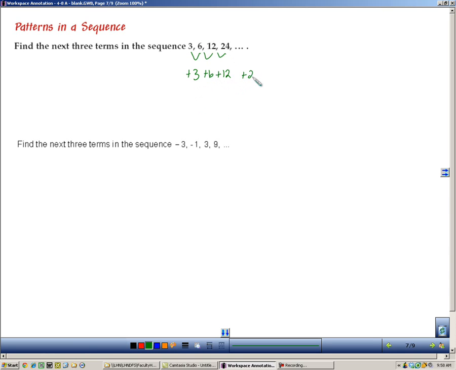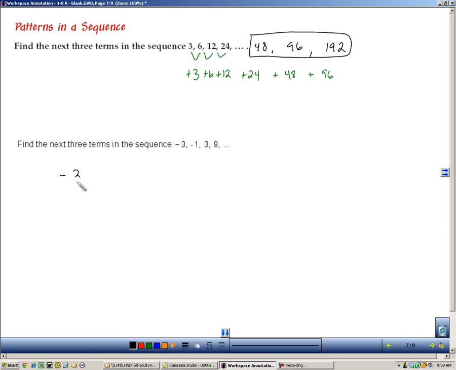So I'm looking at plus 24 for the next one, plus 48, and plus 96 for the next one. So we can then use those numbers to say from 24 plus 24, that's going to give me a 48. And then 48 plus 48 is going to give me 96. And then 96 plus 96 will give me 192. So the next three terms are 48, 96, and 192. The key is finding what the difference between each one of those is to find the pattern.